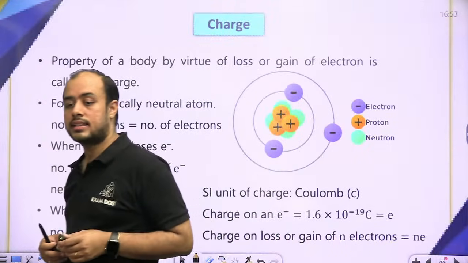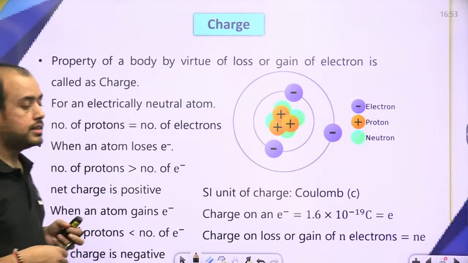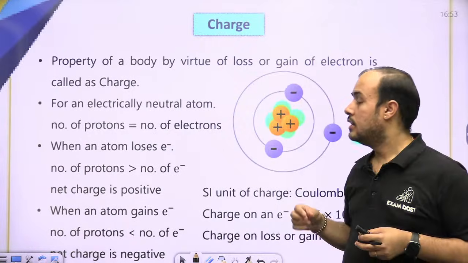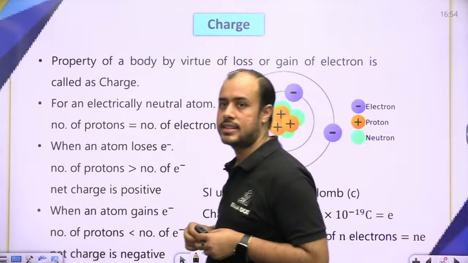Now, beta, what is the charge actually? Charge is the property of a body which is available whenever it loses or gains electrons.